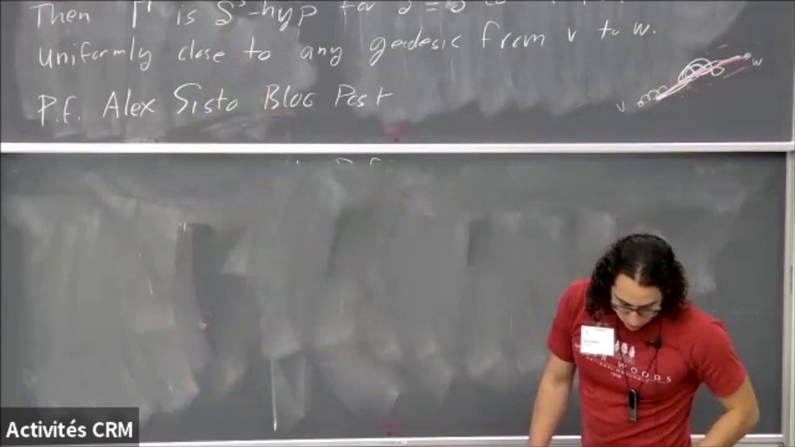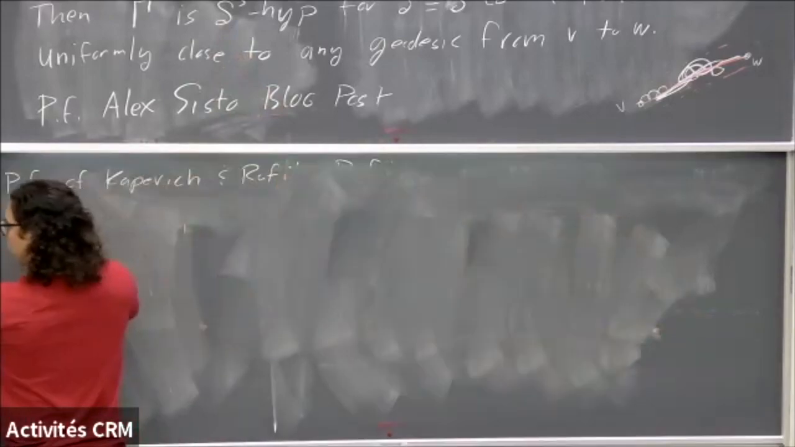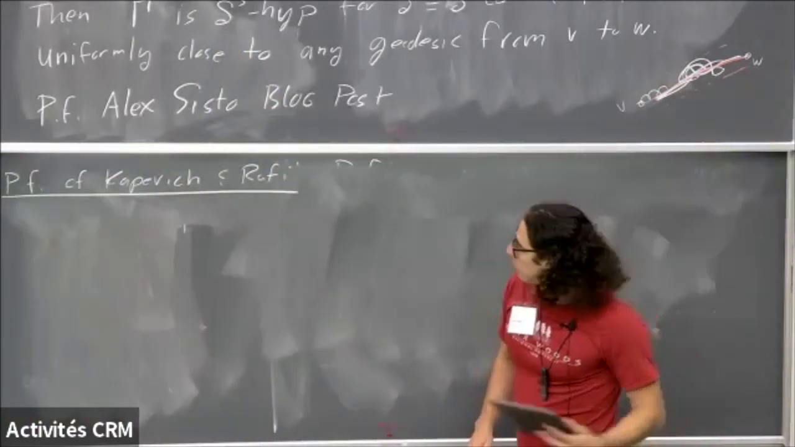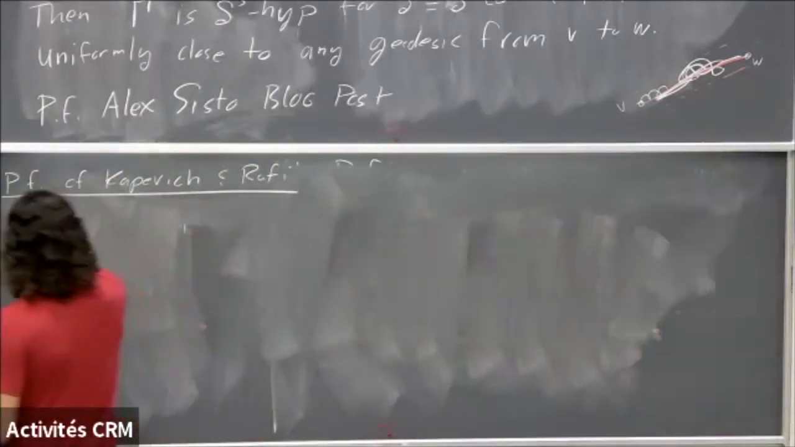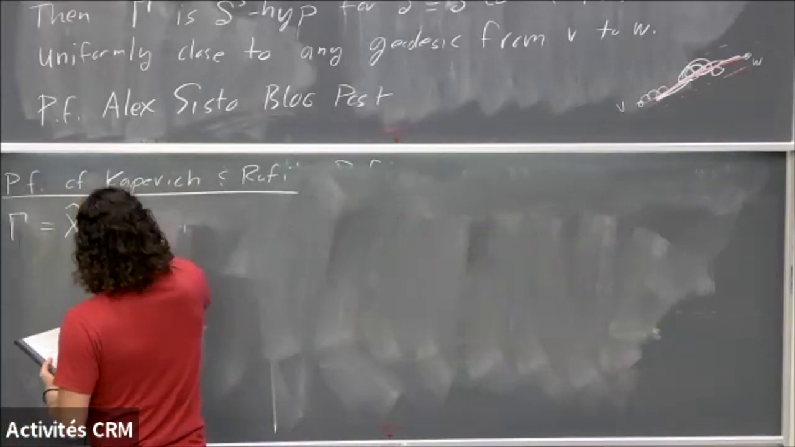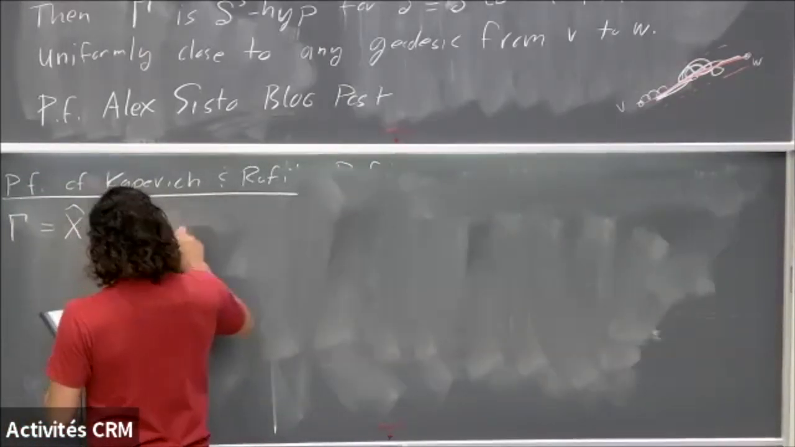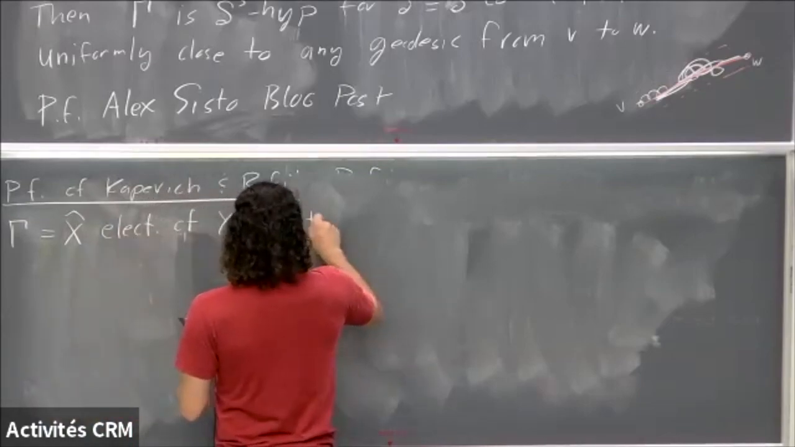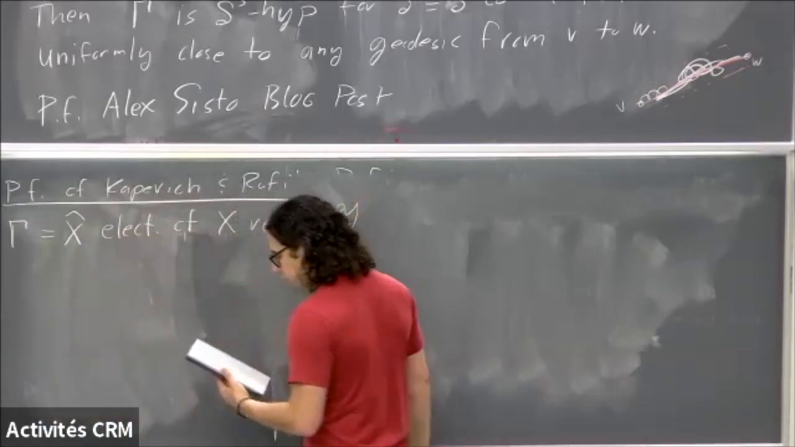Okay, so prove Katovich and Rapi. Is this result right here? Okay, so in this case, I want to use the guessing geodesic lemma, and so gamma, my graph, is the electrification of x relative to y.